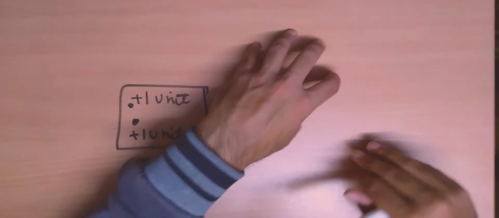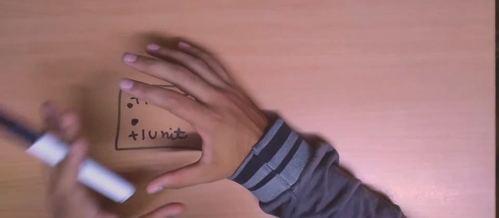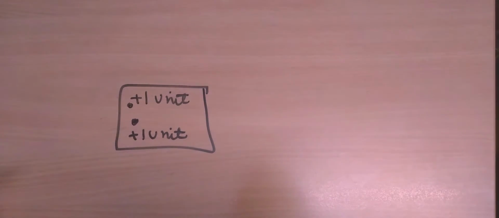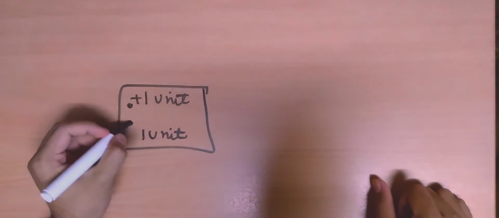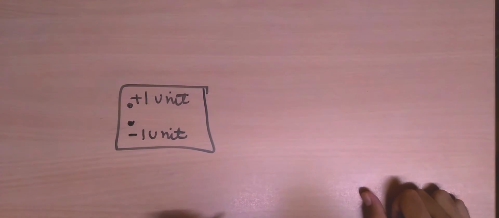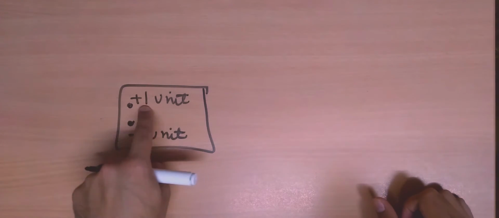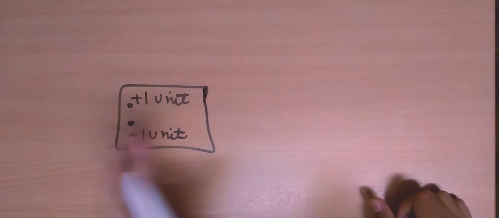Just like I can have 1 kg plus 1 kg, 2 kg, the net charge inside this box is 1 unit plus 1 unit, 2 units. So I have 2 units of net charge inside this box. But what if instead of this particle which has a positive charge, I have another particle that has minus 1 unit of charge? Now what is the net charge inside the box? Well, plus 1 minus 1 is 0. So the net charge inside this box is 0.